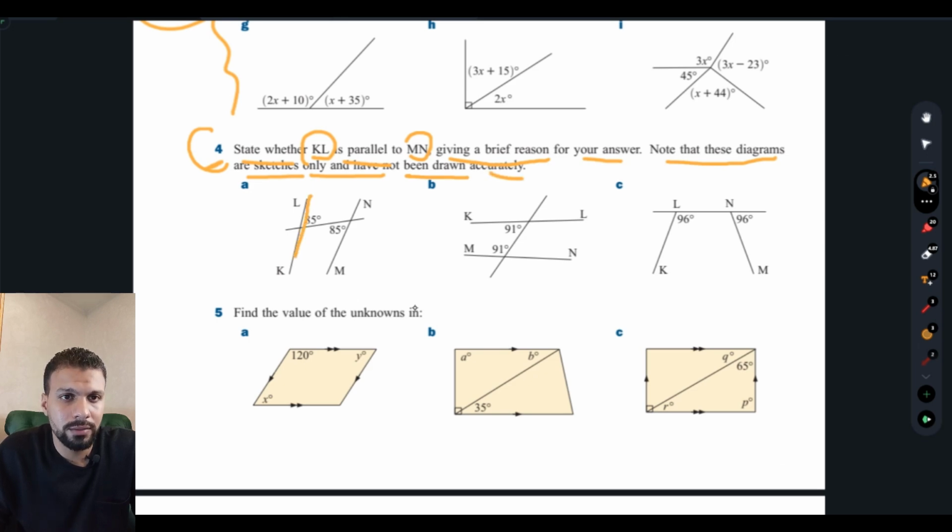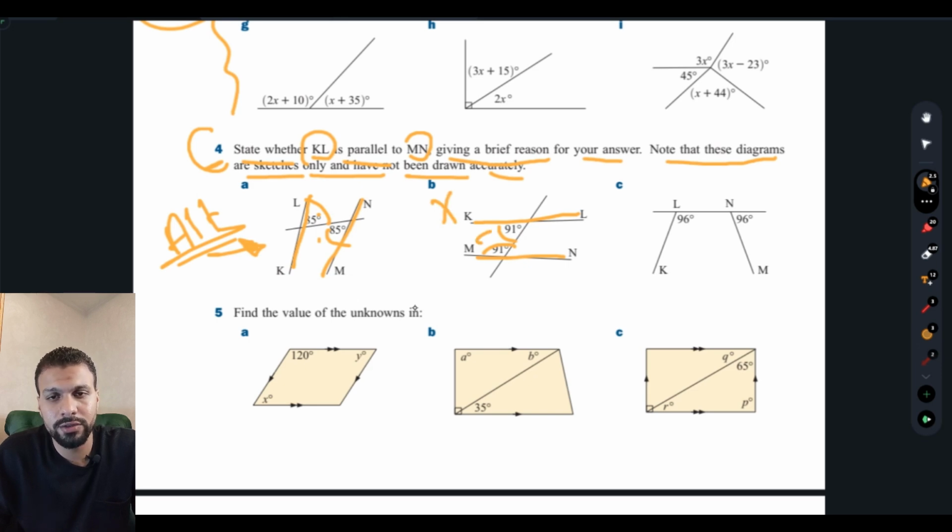So LN, LK and MN are parallel, but they are not drawn accurately. So 85 and 85 are equal. They are equal because they are alternate. Excellent. This KL and MN, and this is 91 and this is 91? No, this is not, because they are allied angles, so the sum of them should equal 180. 91 plus 91 equals 182, and this is not correct.